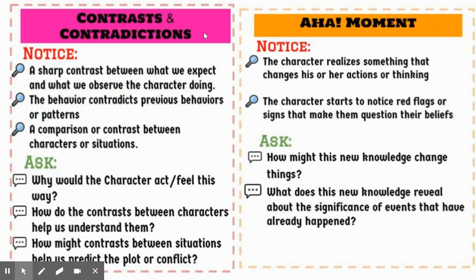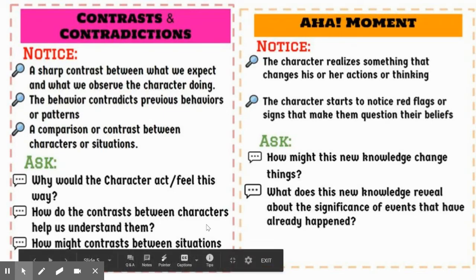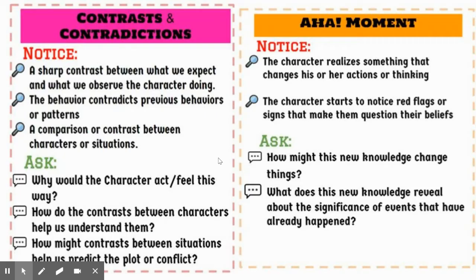So some of the questions that you can ask yourself to narrow these things down and learn more about why it's in there include things like, why would the character act or feel this way? How do the characters or contrast between characters help us to understand them? Or how might a contrast between situations help us predict the plot or the conflict of the story?